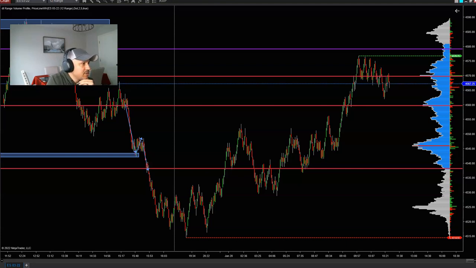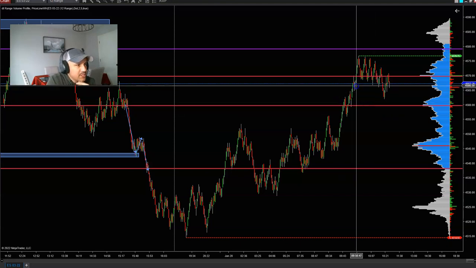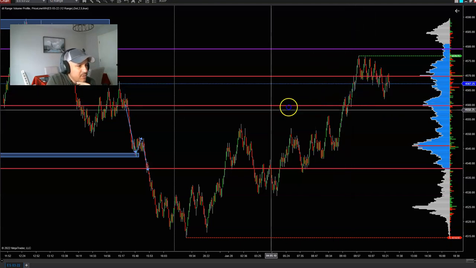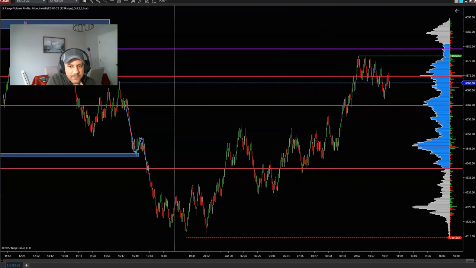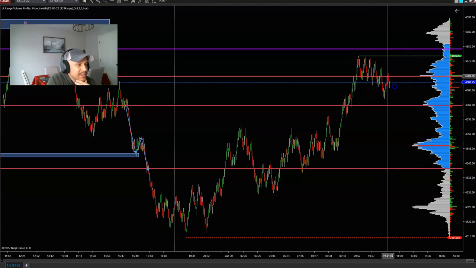We're at the VPOC. We're too close to the VPOC right now, and price is just moving sideways. We haven't really done too much since the market opened. We opened around this area right here, and price pushed to the upside. So I'm just kind of waiting. Price is actually pulling back right now.